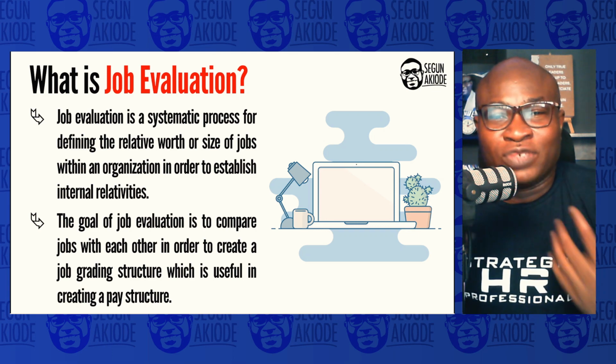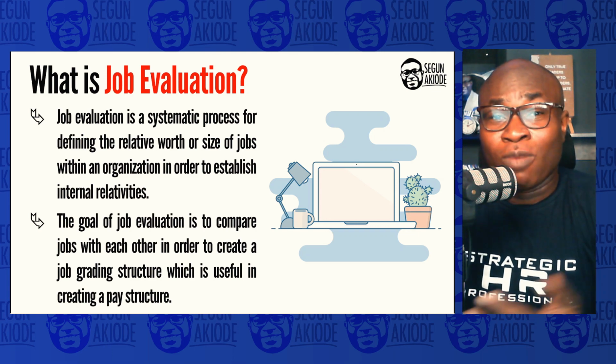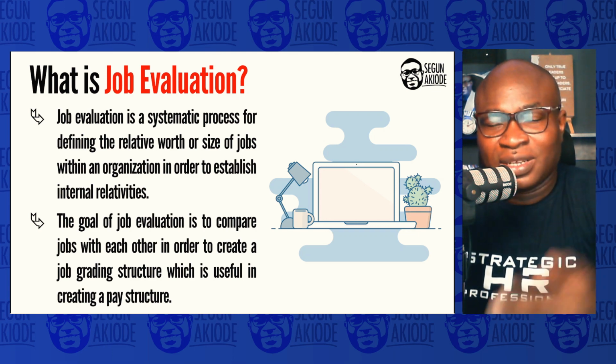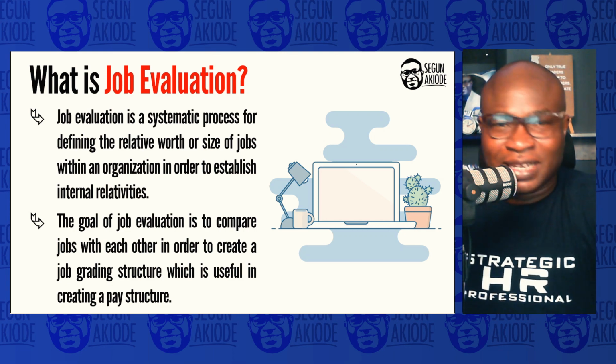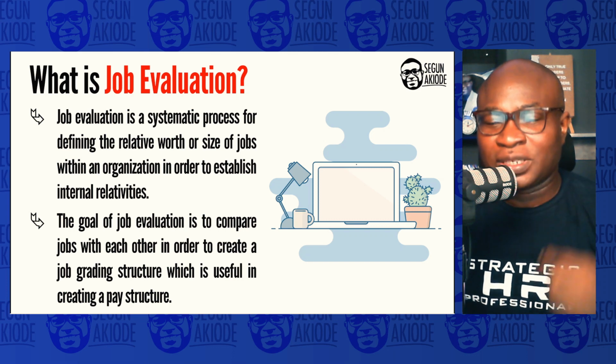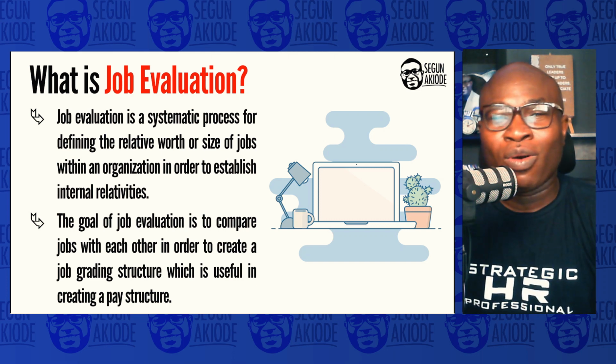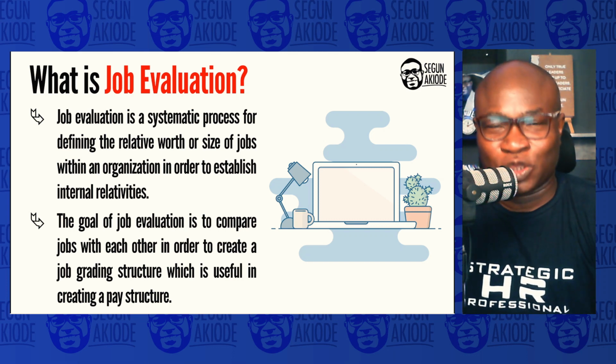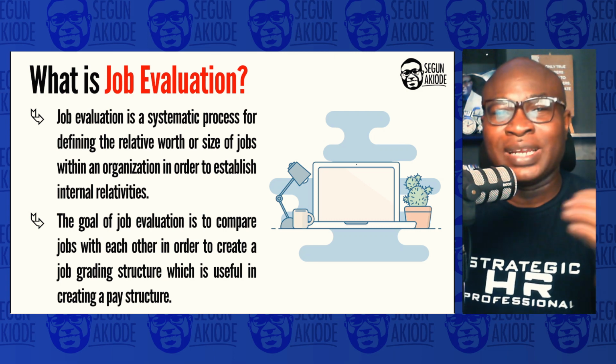The goal of job evaluation is to compare jobs with each other. Job A, job B, you're carrying 10 buckets, I'm carrying 5 buckets. Relative worth of each of the jobs, in order to create what we call a hierarchical order of jobs, which we call your job grading structure.